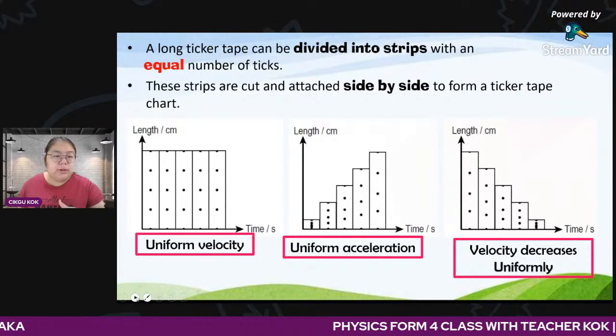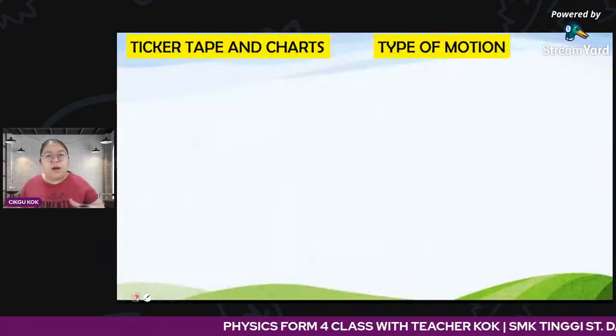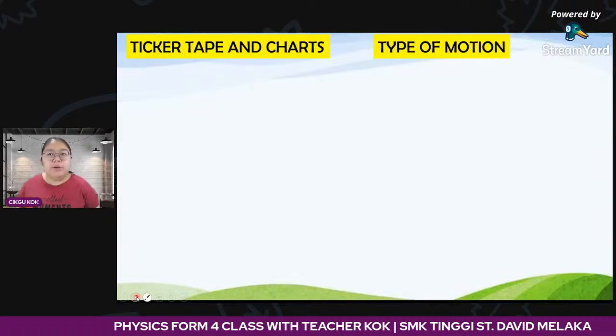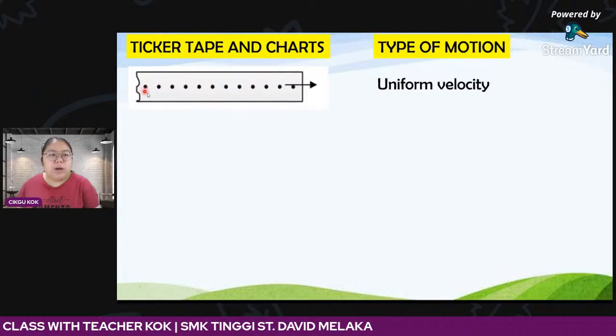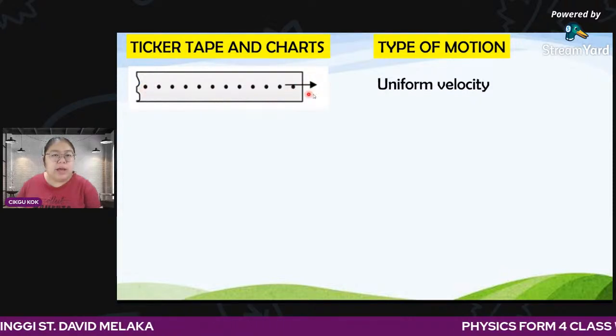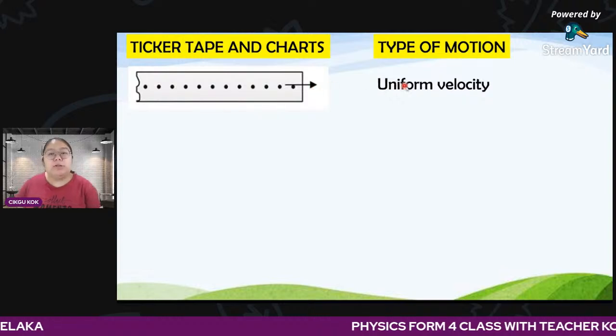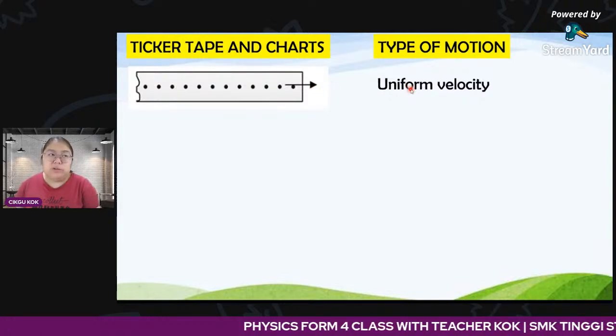Okay, here I have some extra explanation you can see here, the ticker tape and also the chart. First one, when you see the dots are constant, what's the meaning? This arrow means you pull. So this one is called uniform velocity.